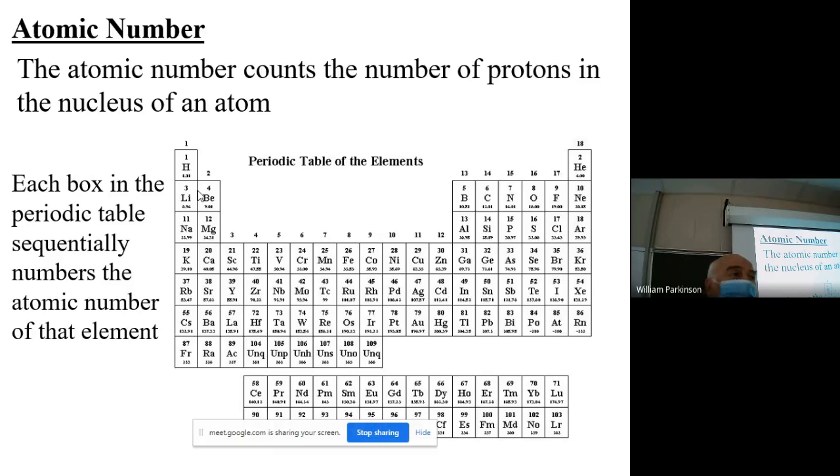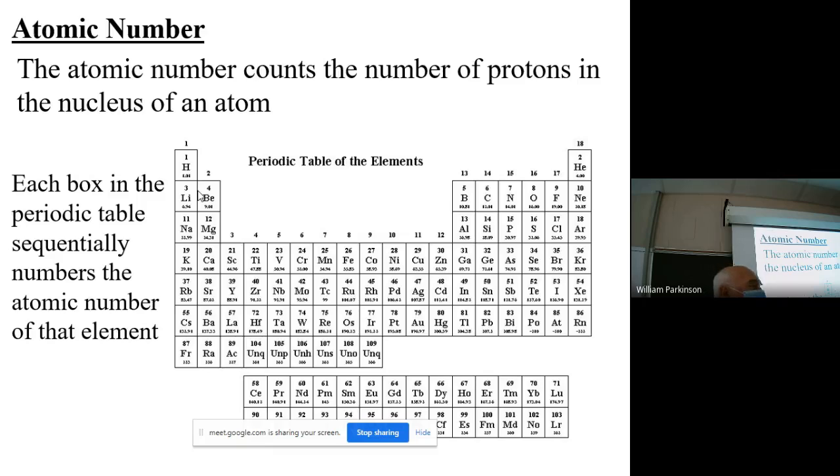Now, I want to point out to you this very important fact. It is only the protons which differentiate one atom of an element from another. Atoms of different elements may have the same number of neutrons. Atoms from different elements may have the same number of electrons. But atoms from different elements always have different numbers of protons. Okay, so please keep that in mind. That's the rule for differentiating one type of element from another.